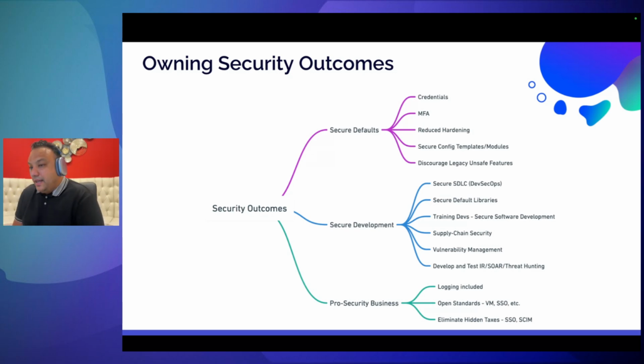First of all, things like credentials, making sure there are strong credentials, MFA. The other thing you need to do is reduce the hardening requirement. Now, this third point here on top looks like, what are you talking about? Why should you reduce hardening? You should actually increase hardening, right? No, but if you think about it, you shouldn't increase hardening, right?